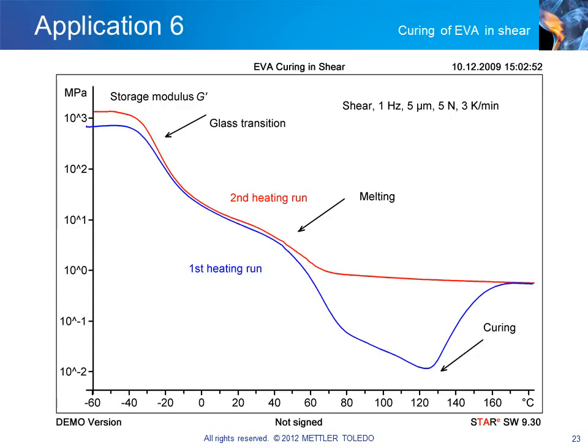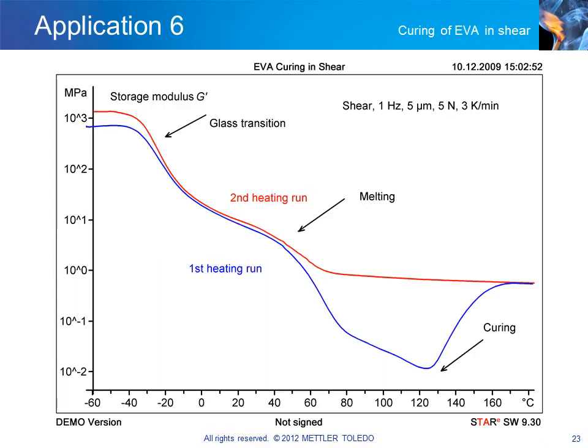In DMA, one makes use of the fact that the shear modulus G' is proportional to the cross-linking density. The higher the value of G', the greater the cross-linking density. The first heating run shows the decrease in the modulus at the glass transition and on melting, and finally the curing reaction where the modulus increases.